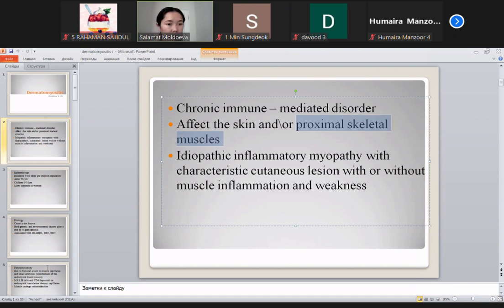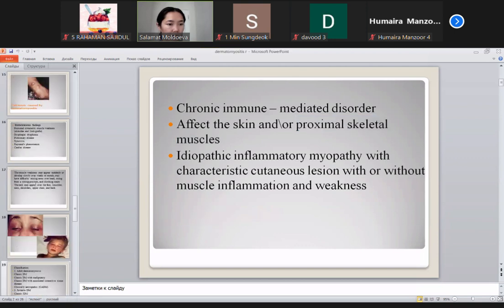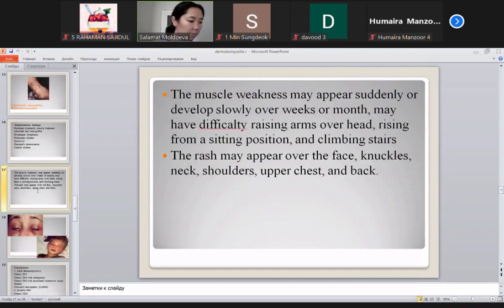For example, distal this part, proximal this part. For example, the patient can't raise his hand like this. He can do distal, but this will be hard. He can't climb because the hip can't. The hip muscle can't lift his foot. That's why don't forget to say that there is proximal muscle weakness present in patients with dermatomyositis.